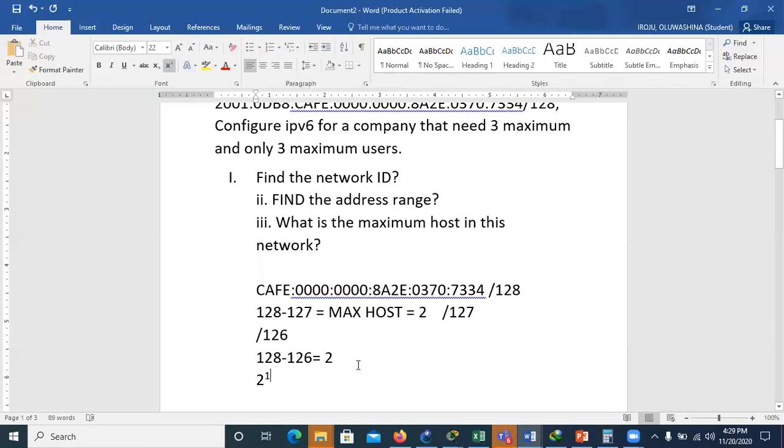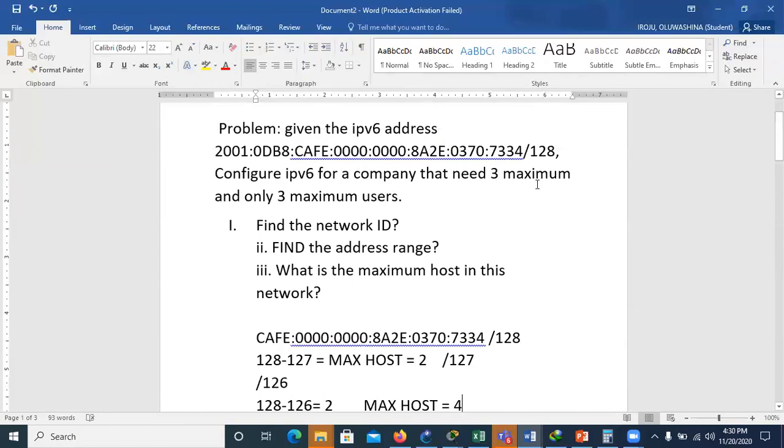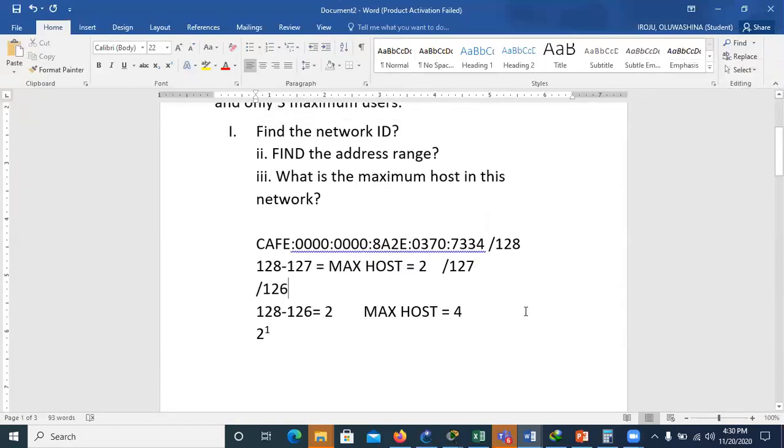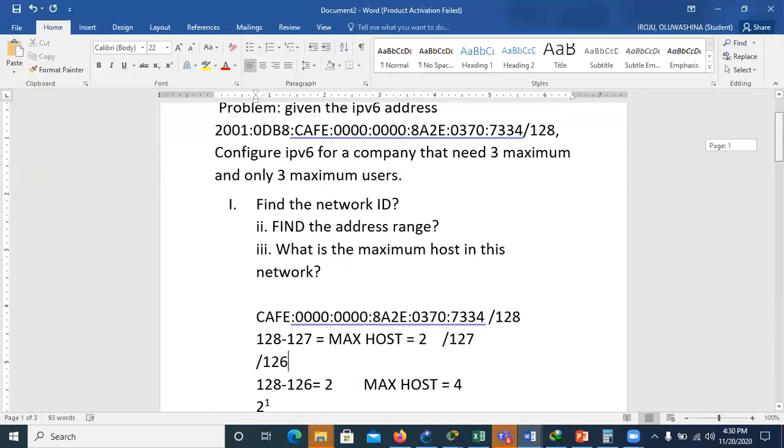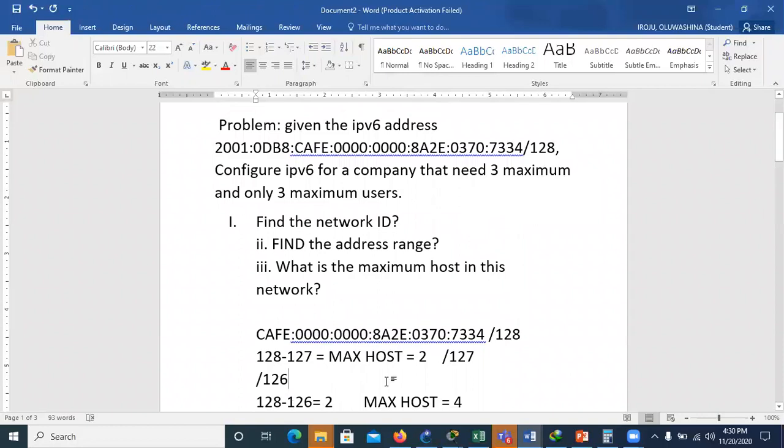So in /126, I can have a maximum of 4 hosts. Let me go back to the question. How many hosts do I actually need? The question said 3 maximum users and only 3 maximum users. So the lowest I can get that fits is a maximum of 4 users. This is the best prefix to use with this IP address. So, the next question is, will I just change 128 to 126?